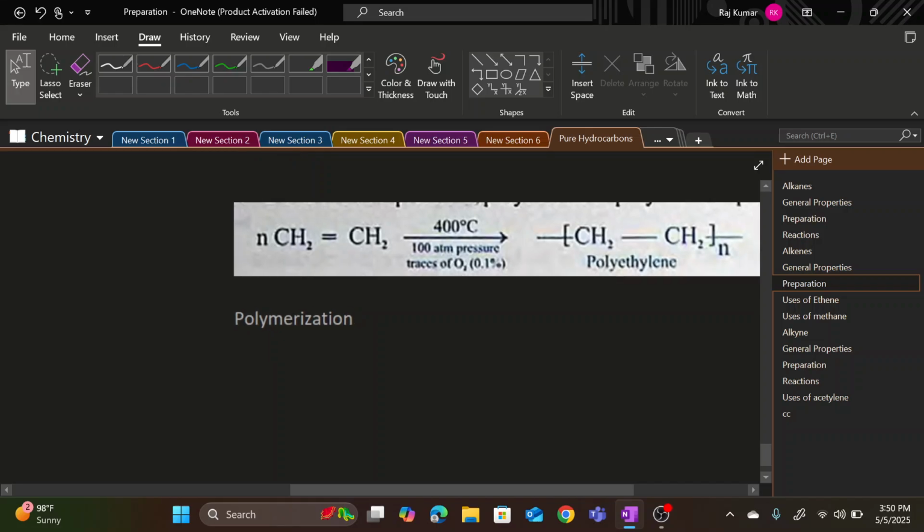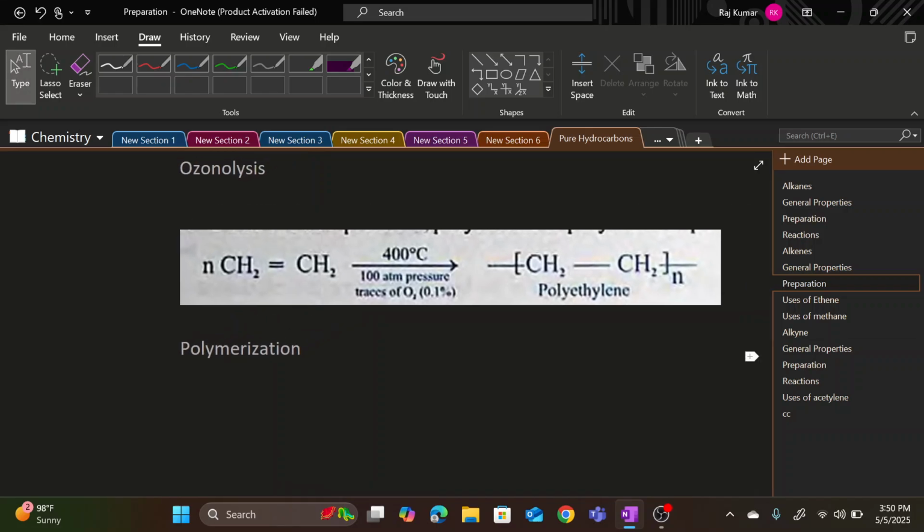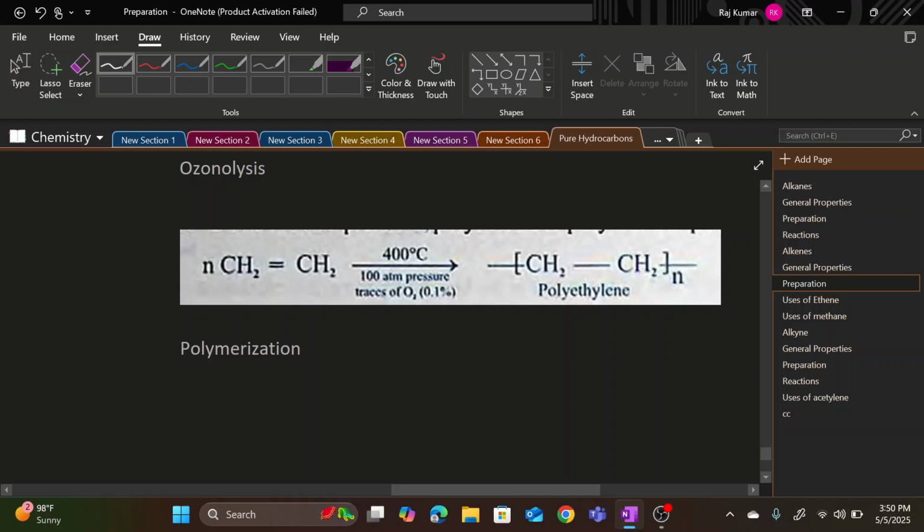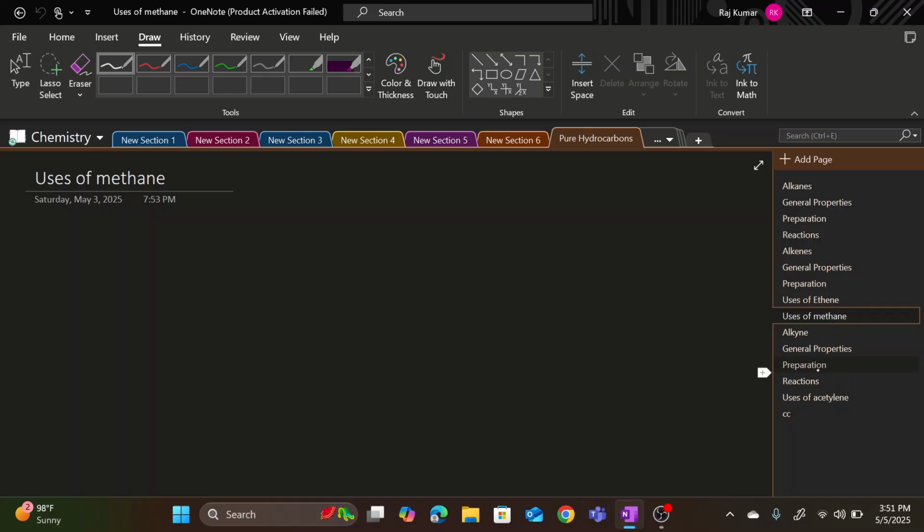Now, there's another reaction which is known as polymerization reaction. For polymerization, we use 400 degrees centigrade, high temperature, and high pressure, 100 atm, to polymerize it into polyethylene. So these are all of the reactions.